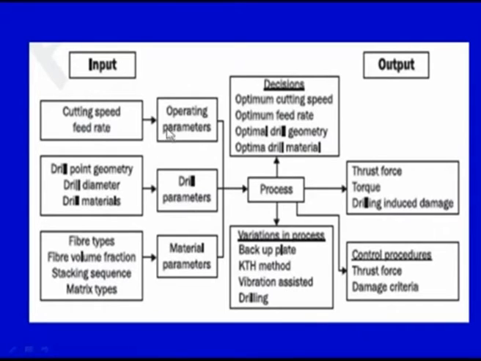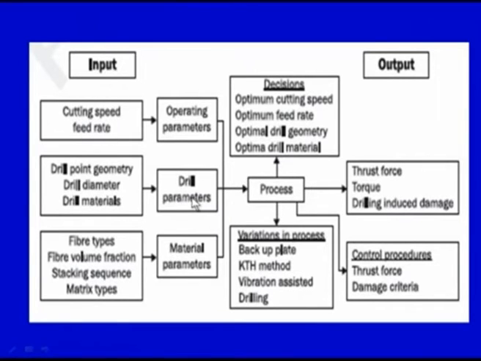Now what are these three inputs? Input number 1 is the operating variables. Now in drilling process, what are the operating variables? The operating variables are the cutting speed and the feed rate. There are two operating variables primarily that are going into the drilling process. So operating variables: cutting speed and feed rate.